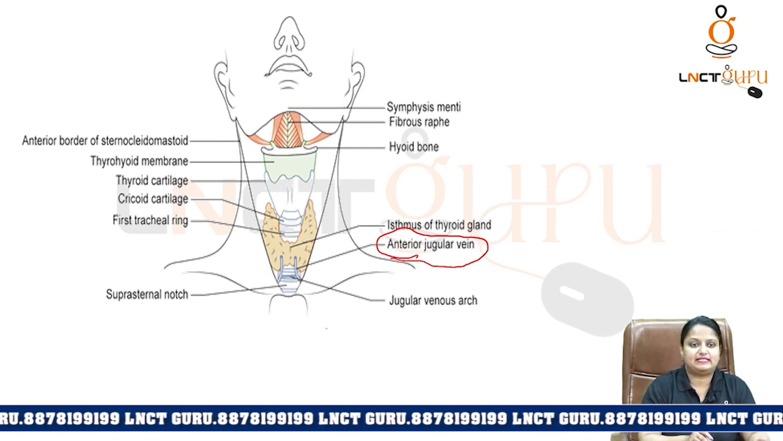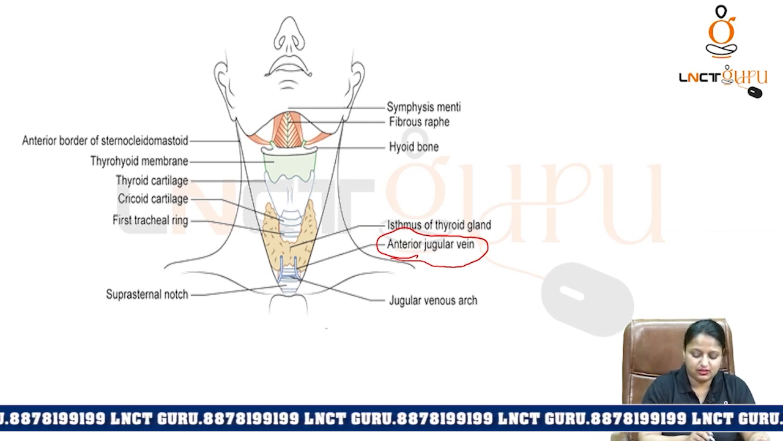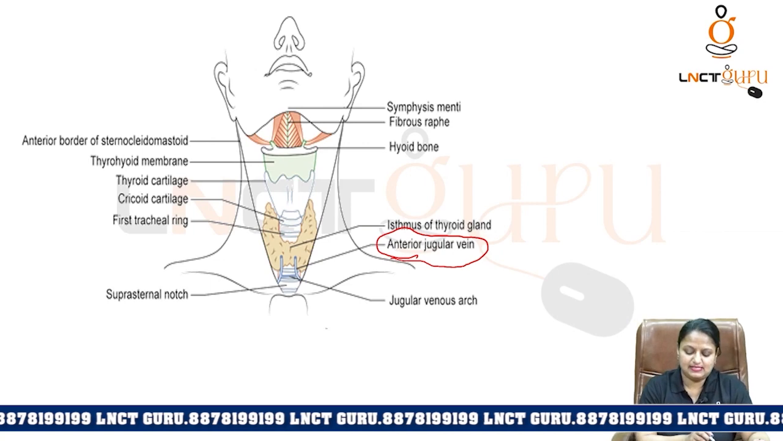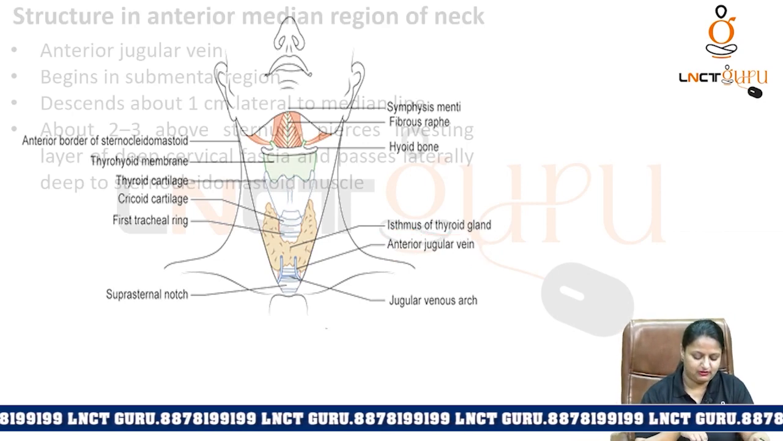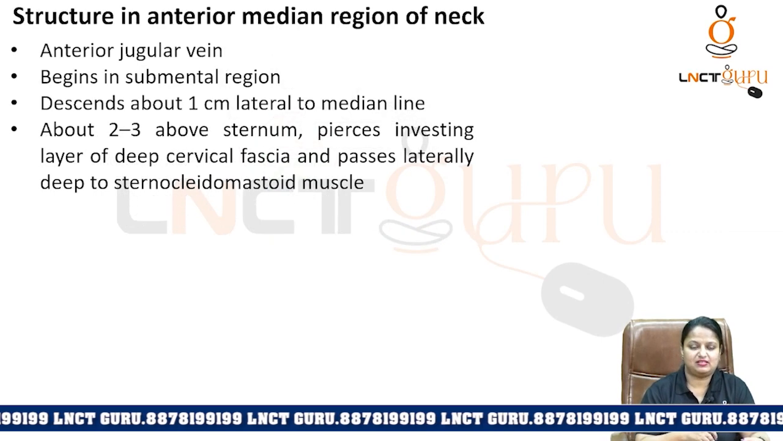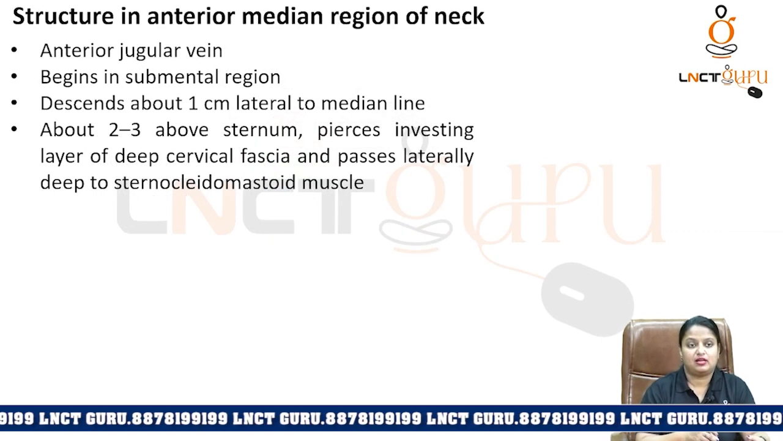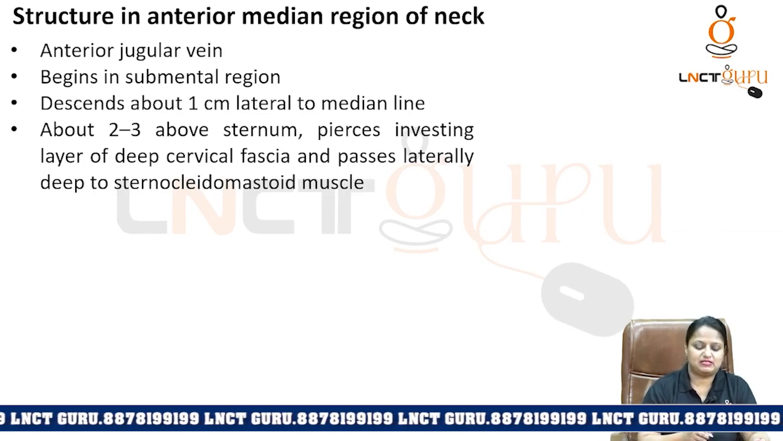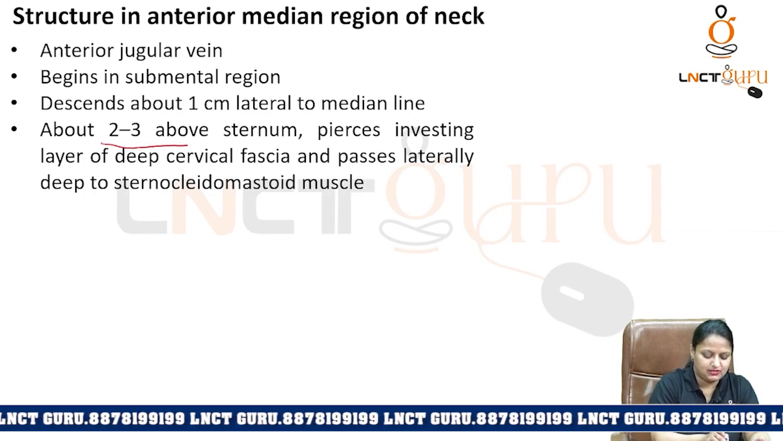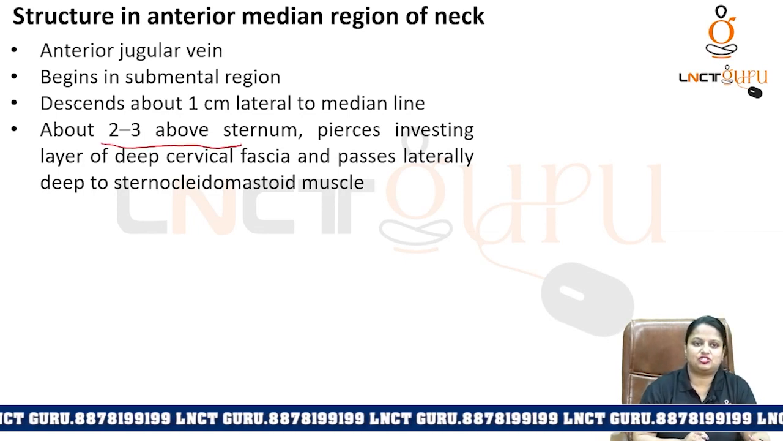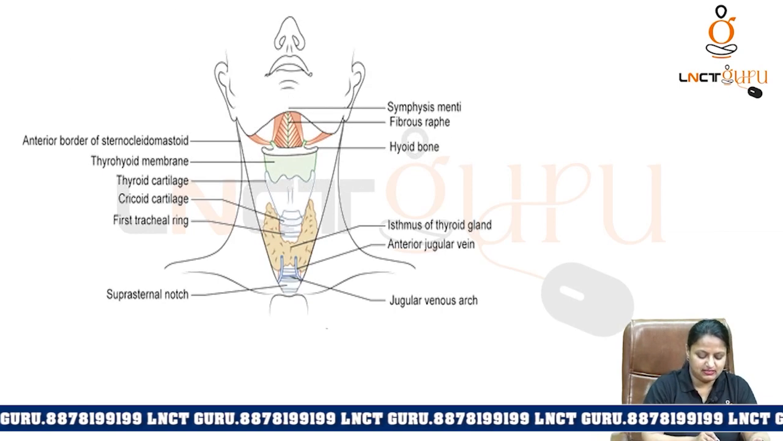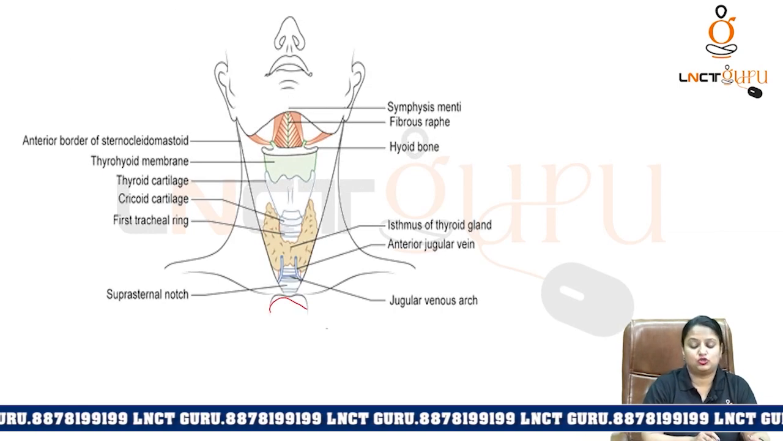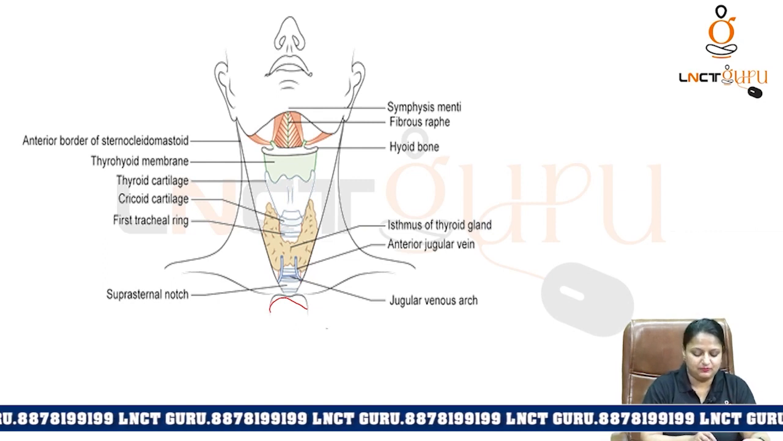This vein is piercing the investing layer of deep fascia, and this is present 2 to 3 centimeters above the sternum. Where is it present? 2 to 3 centimeters just above the sternum. We have already seen in the diagram. You can once again see that this is the sternum and this is present 2 to 3 centimeters above the sternum.